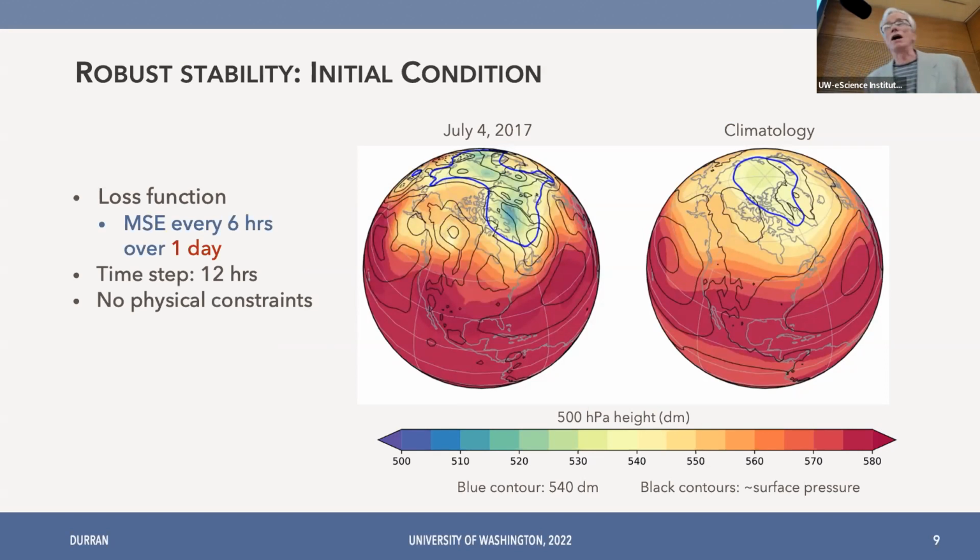We trained our model with a loss function that minimizes the mean squared error in those 4 prognostic fields every 6 hours over a single day. We don't look further ahead than a single day. Our time step is 12 hours. There are no physical constraints in this model. That's not to say our model can't benefit by putting some physical constraints in, but there are no physical constraints. We just train it from the data.